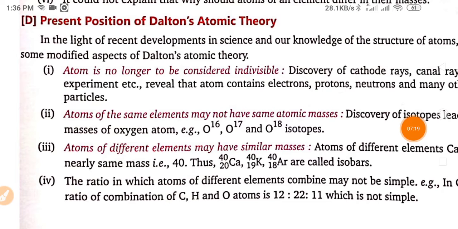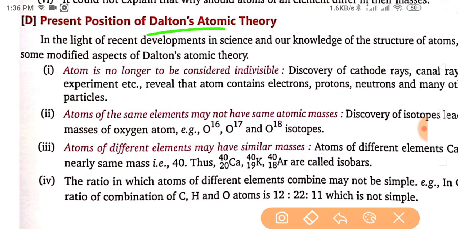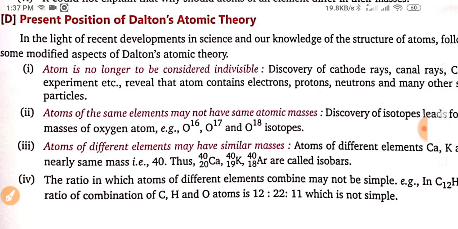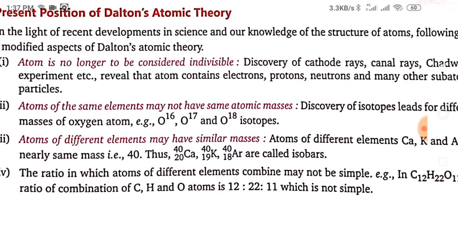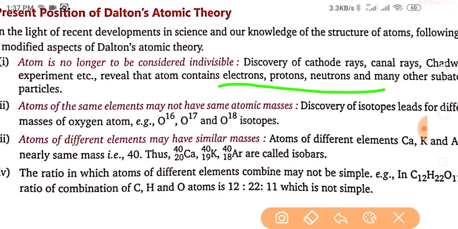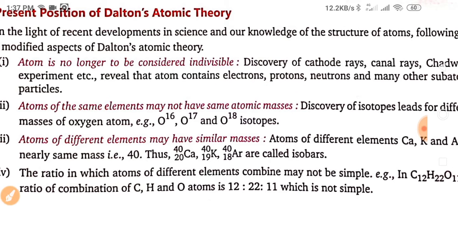In present time, what are the aspects of Dalton's atomic theory? It means how we can consider Dalton's atomic theory today. First, the atom is no longer to be considered indivisible, because the discovery of cathode rays and canal rays experiments revealed that atoms contain electrons, protons and neutrons, and maybe other subatomic particles. So electrons, protons and neutrons are obtained by dividing the atom; atoms can be divisible.